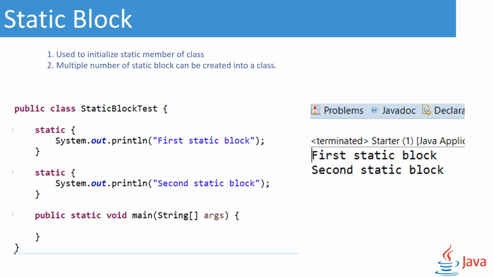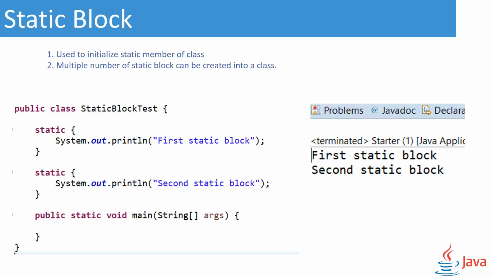We can also have multiple static blocks in a class. They will be executed in the sequence in which they are created in the class. It means the first static block will be executed first, then the second, and so on.